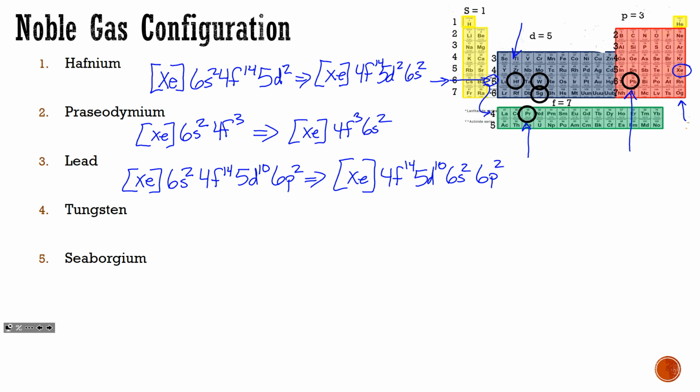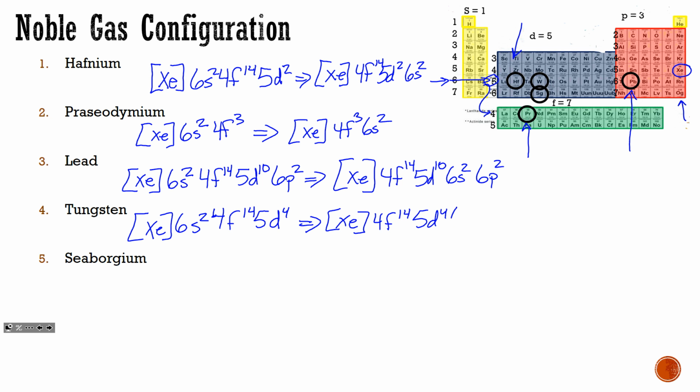Tungsten, same thing as xenon. Like I said, I must have been on a xenon kick. And it is the 6s2, 4f14, that's lovely, 4, 5d, and that one's in 4. So rearranging, xenon 4f14, 5d4, and 6s2.